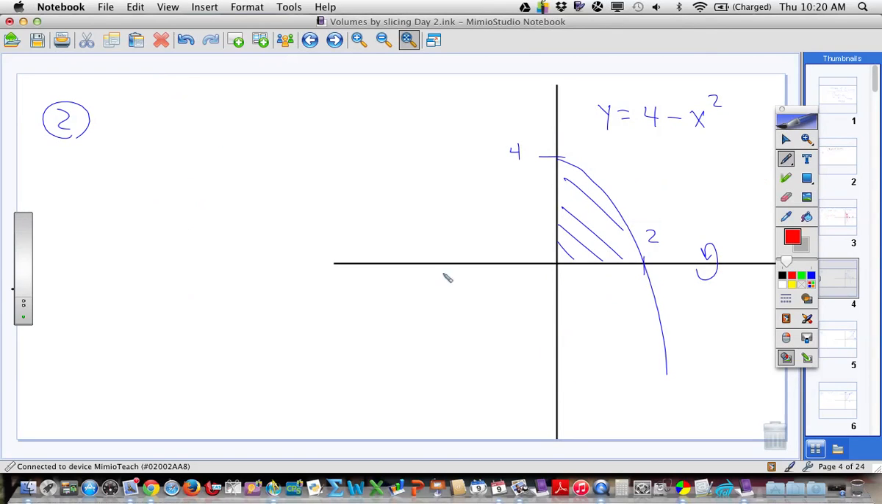Okay? Number 2. Revolving around the x-axis again. So again, here would be the other half of my solid. It would look something like that.